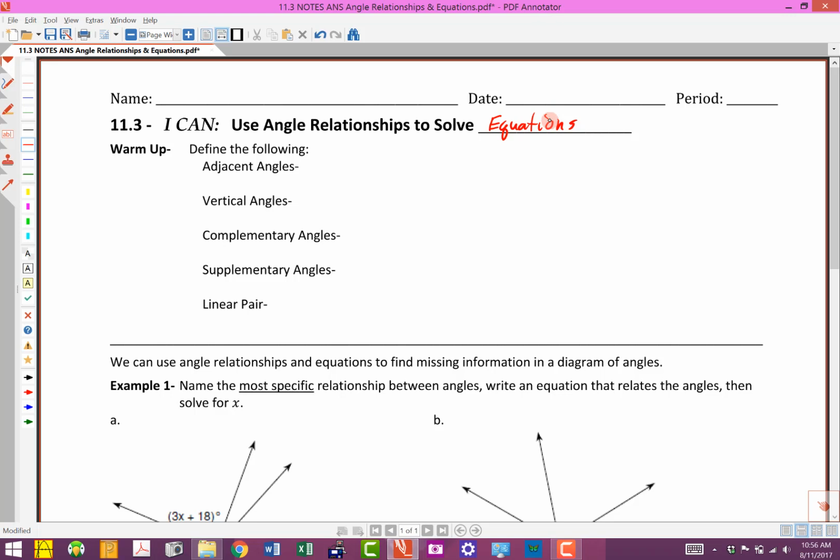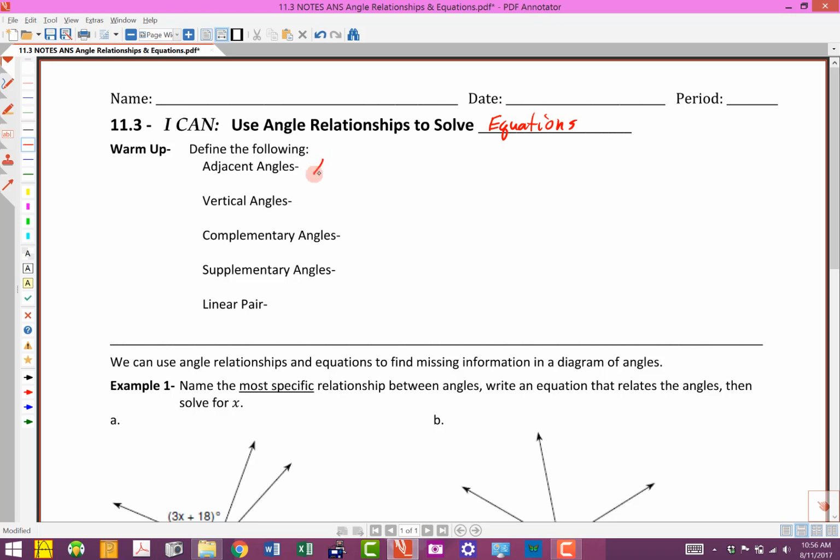So don't forget that. It's not just enough to write down your answer to the problem because, oh, I know what the answer is. You need to write down an equation. That's what we're focusing on here. So it says define the following. So adjacent angles, those are angles that are right next to each other.